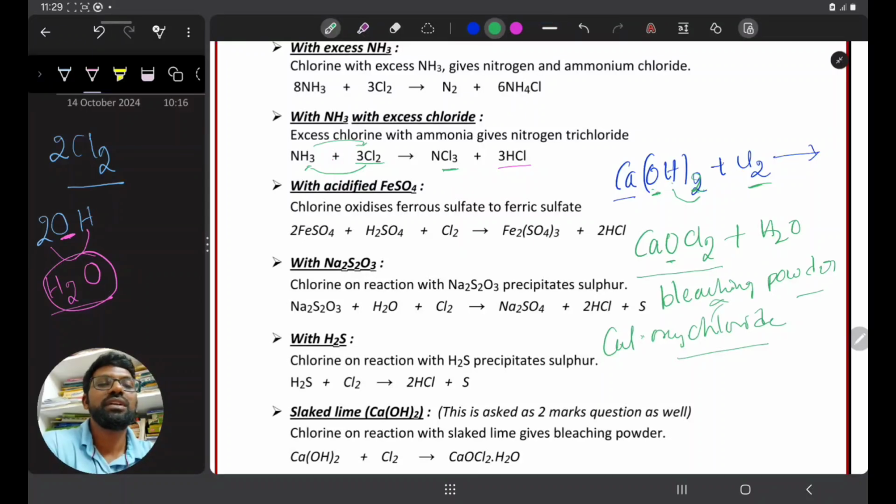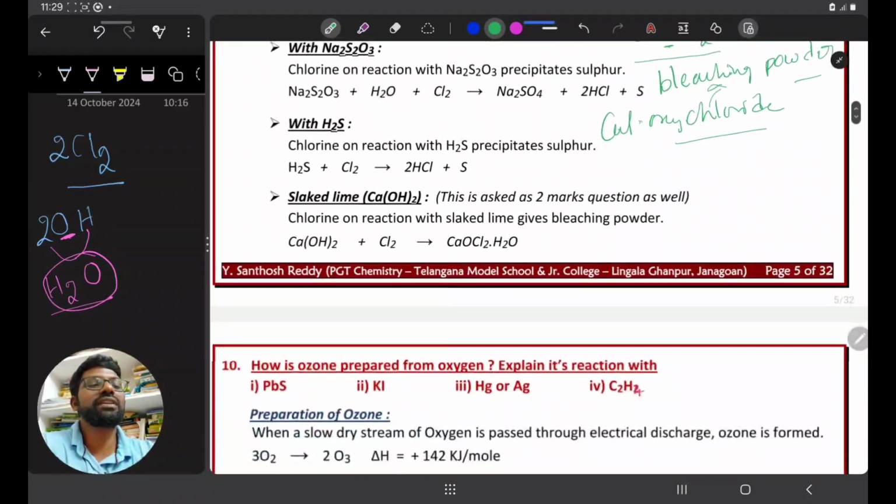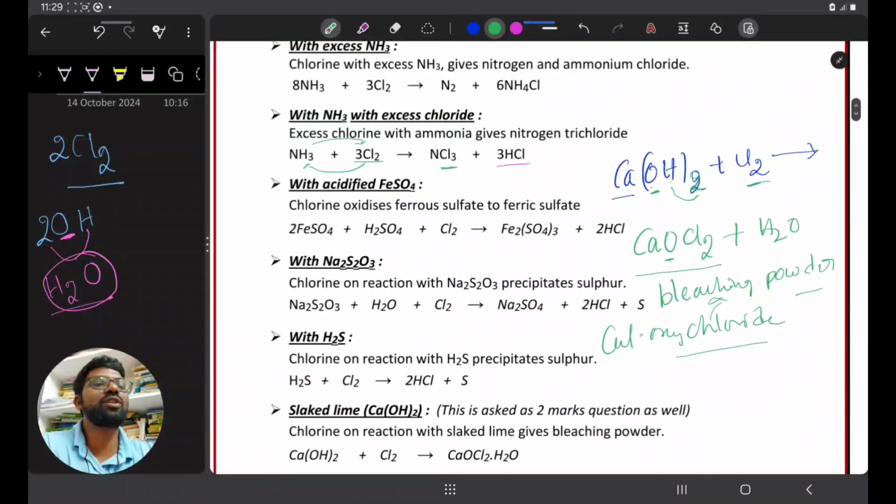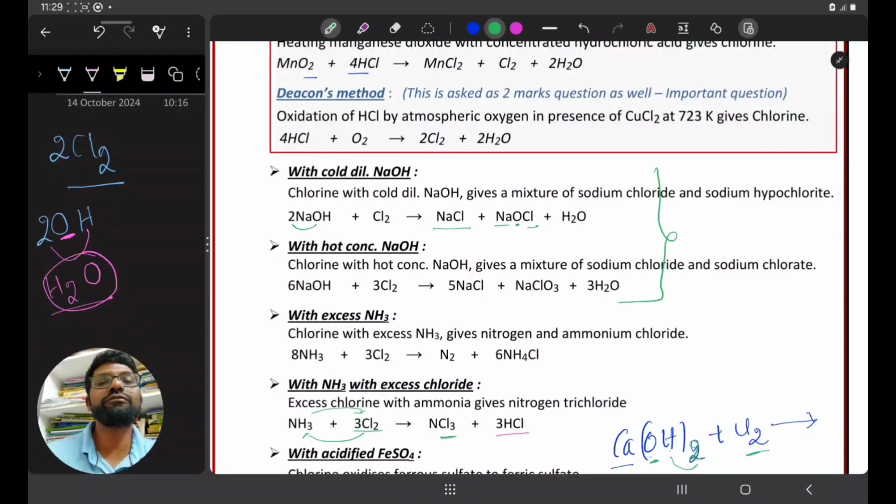That's it. So these are the different chemical properties of chlorine, and any one of these chemical properties may be asked for 2 marks, very short answer questions. So don't forget, it's a very important question. Okay, and you learn how chlorine is prepared by the Nelson cell method, and go through all these chemical properties.